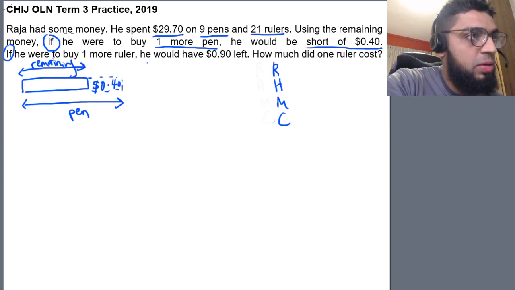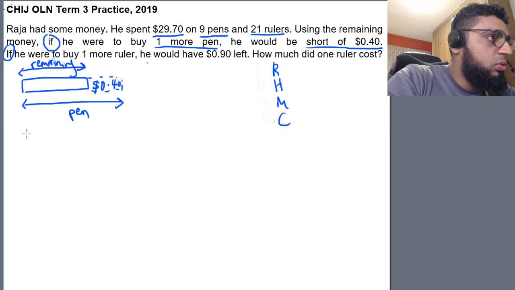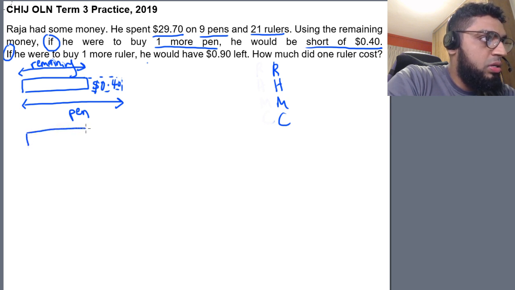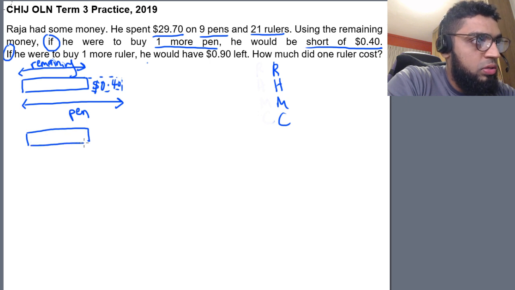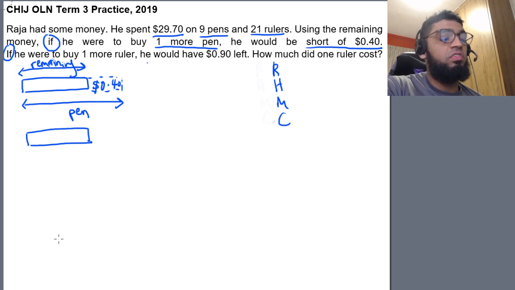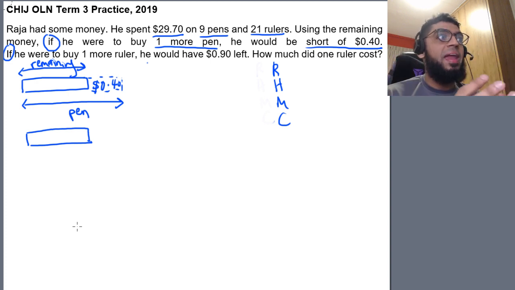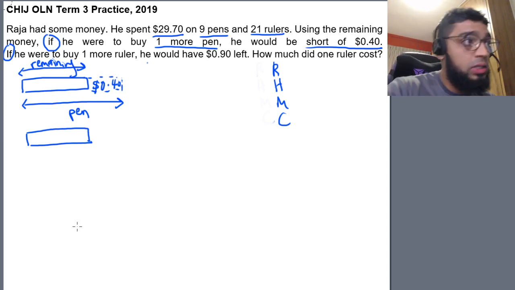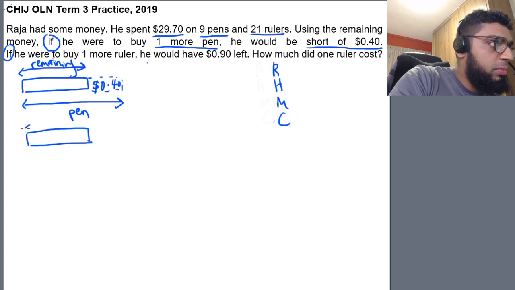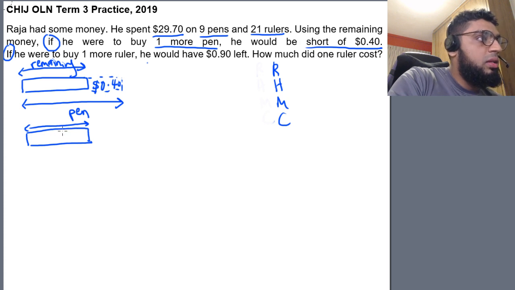Okay, so we are going to do the same thing for the ruler. Let's use the same blue color to denote the remaining amount of money, which is going to be the same length of model. But in this case, if he buys the ruler, he will be left with 90 cents. So he doesn't need to spend the entire remaining amount of money. He needs to spend 90 cents less to get that one ruler. Again, this is the remaining amount of money that he has, and if he were to get the ruler, he will be left with 90 cents of additional or extra money.